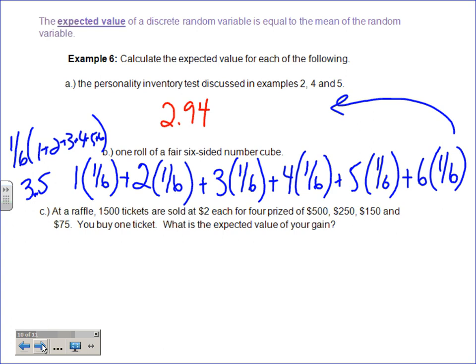Okay, so the expected value does change a little bit. So it really is just the average. But if you're at a raffle where there's 1,500 tickets that are sold for $2 each, and there's only 4 prizes given out of 500, 250, 150, and 75, you bought 1 ticket. What is the expected value of your gain? So what do you believe you're going to gain? What's the expected value? So are you expected to win $500? No.